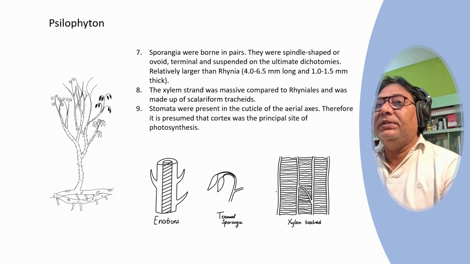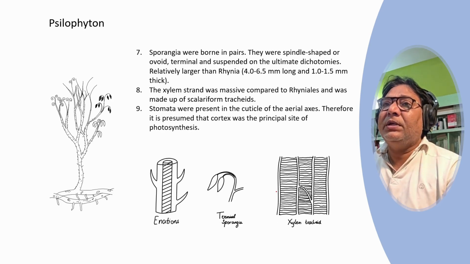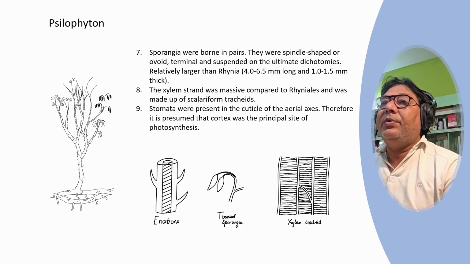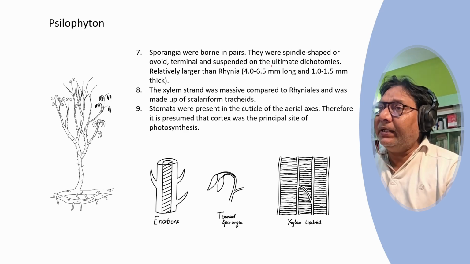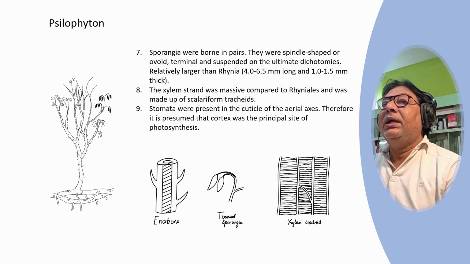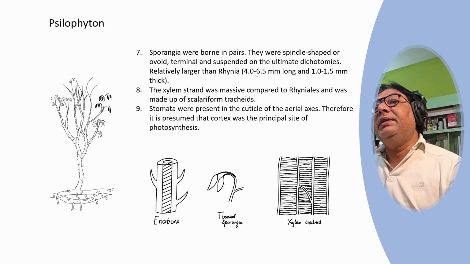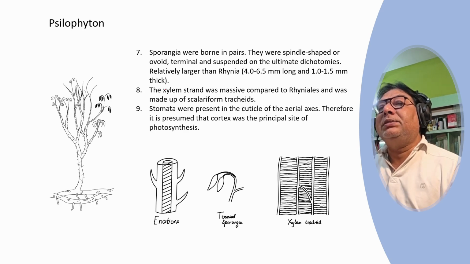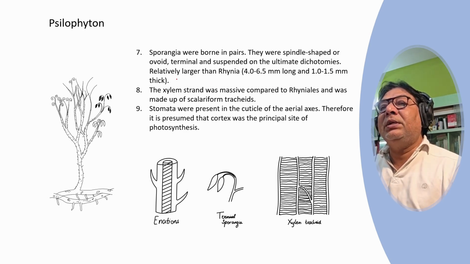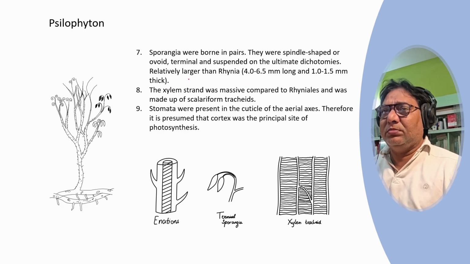So these are the features of Psilophyton. Another, sporangia were borne in pairs. They were spindle-shaped or ovoid, terminal, and suspended on the ultimate dichotomies, relatively larger than Rhynia, 4 to 6 millimeter long and 1 to 1.5 millimeter thick. In case of Rhynia, it was only 2 to 3 millimeter long.